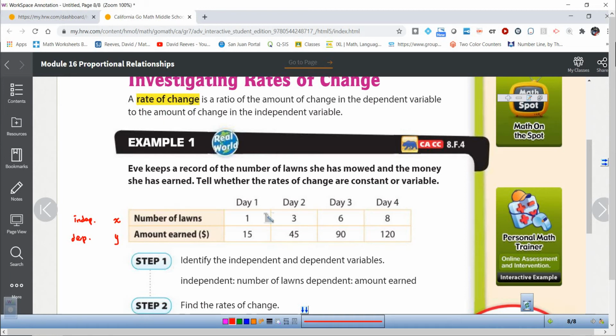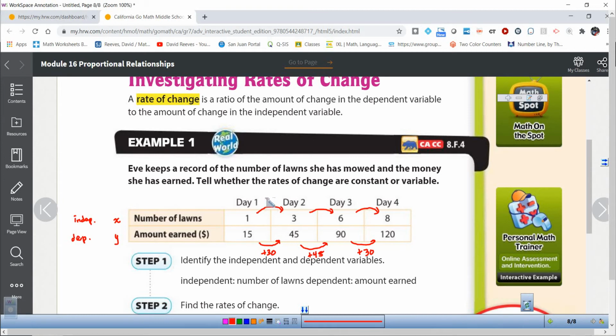So the rate of change is going to be the amount of change in the dependent variable. So these ones are changing going across like this, right? Compared to the amount of change in the independent variable. All right, so we're going to take a look at those as ratios. So here we go. 15 to 45, that is a change of plus 30. 45 to 90, that is a change of plus 45. And 90 to 120, that is a change of 30. Would you agree? All right, so now let's take a look here.